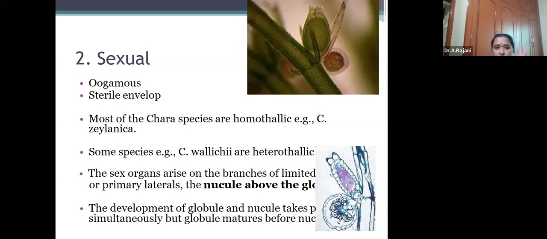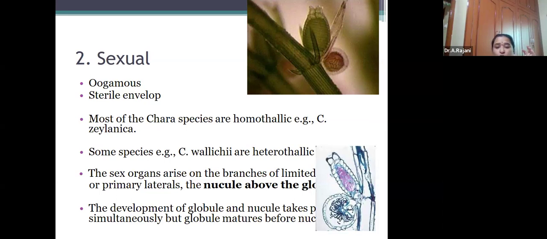Sexual reproduction is of the oogamous type. The majority of species are homothallic, that is called monoecious, while a few are heterothallic, that is called dioecious. Monoecious example, Chara zeylanica. Chara wallichii is a dioecious species. Another very important point: the sex organs arise on the branches of limited growth, or primary laterals: the nucule and the globule.